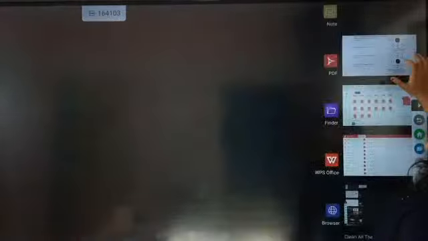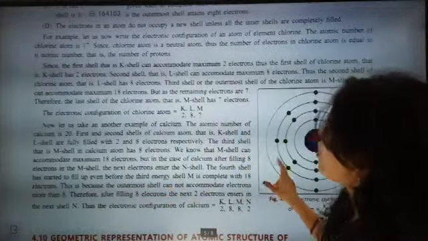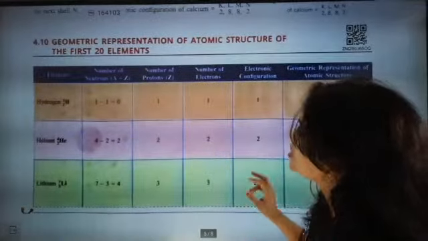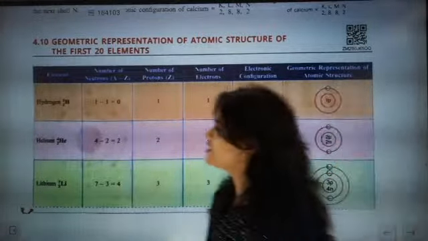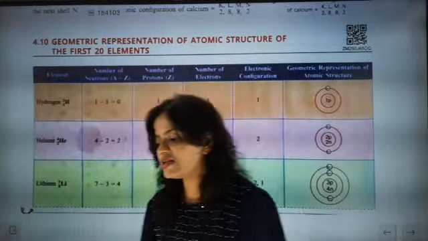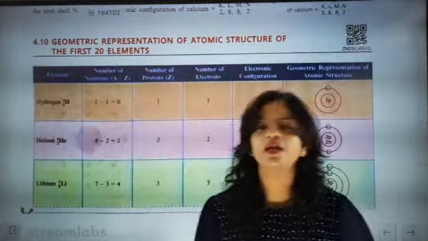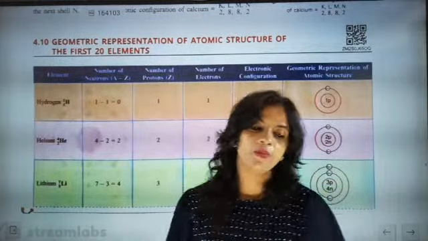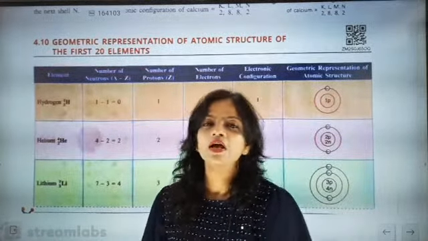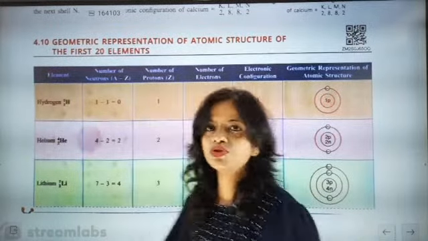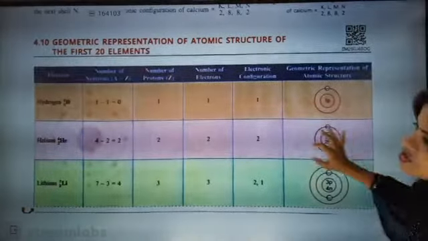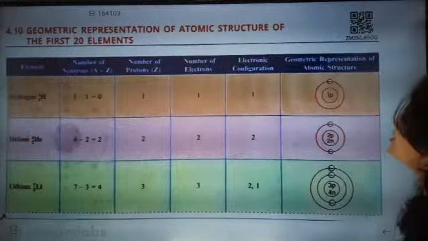So I have explained your point. Now we understood the shell filling of electrons and everything. Now we are going to talk about valency. What is valency? The valence shell is the outermost shell, so the number of electrons in the valence shell becomes the valency. One by one I am going to show you the valency here.